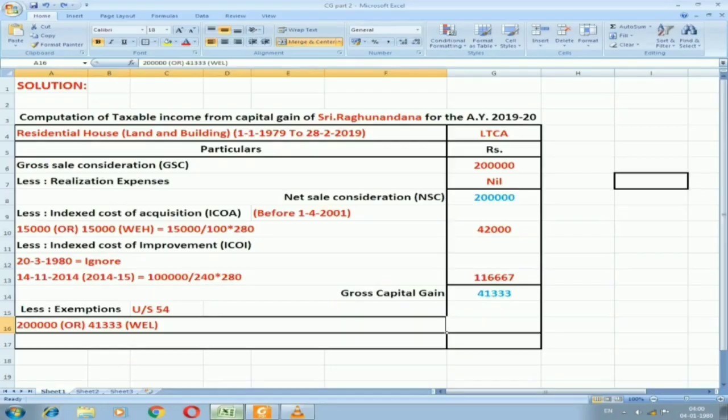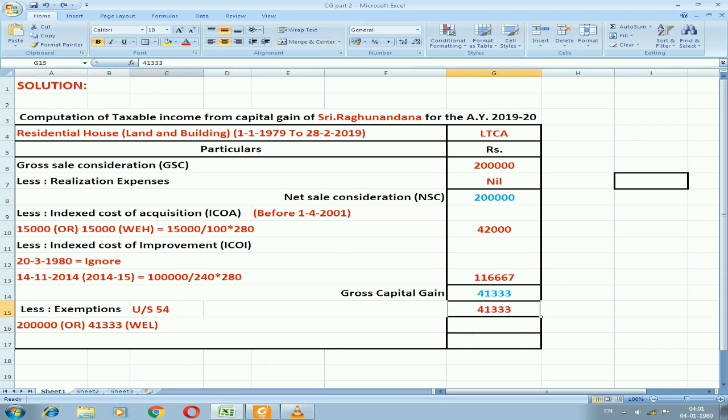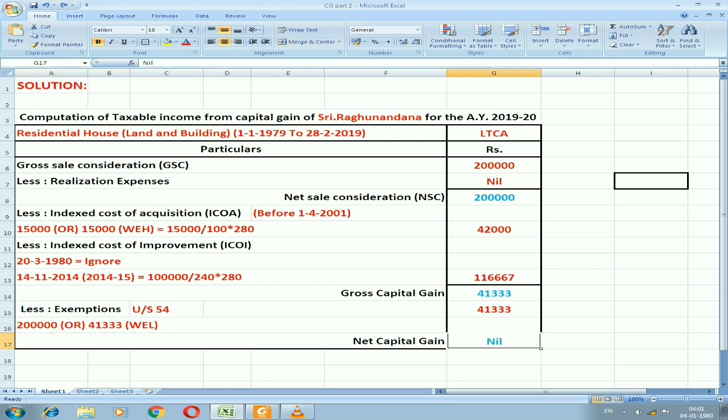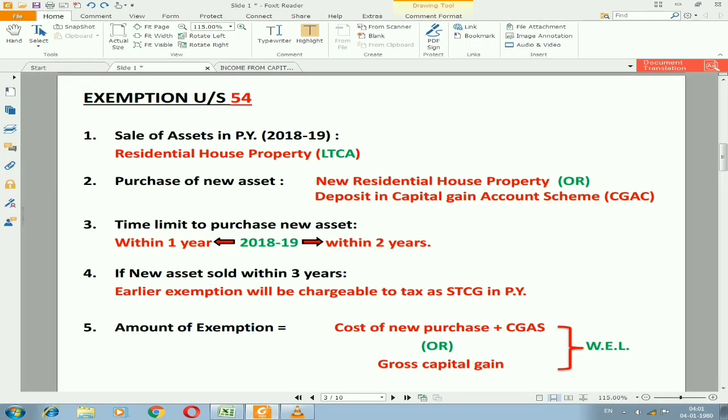Here I have calculated it under section 54. I need to mention, 2 lakh is the property which he purchased, and the amount of gross capital gain, you can see the total, 41,333, that we are supposed to compare. Whichever is the lowest amount of these two, we are supposed to consider for exemption. So the lowest amount is 41,333, which we are supposed to deduct. The net capital gain will be nil. So if we deduct that as exemption, we are going to get nil. I hope you have understood this exemption under section 54.